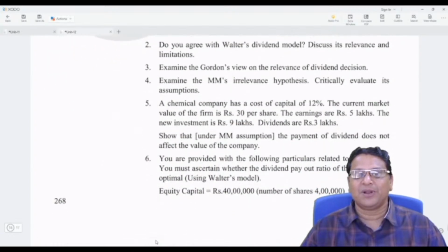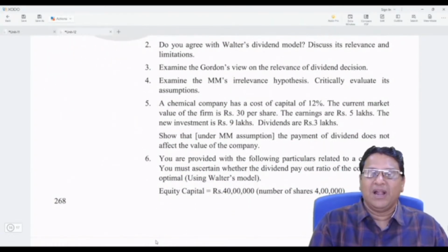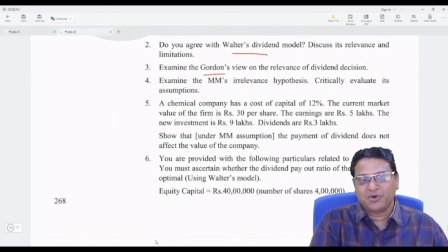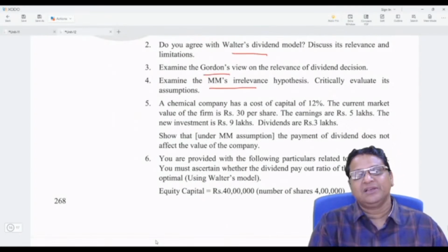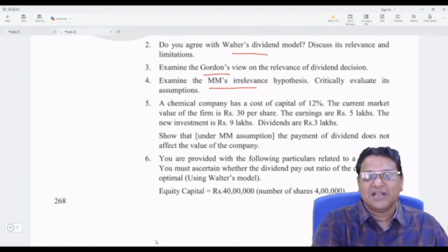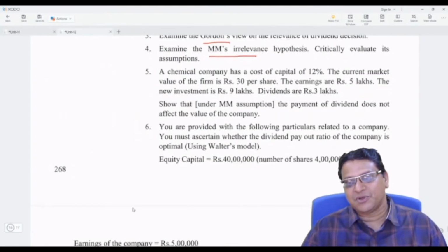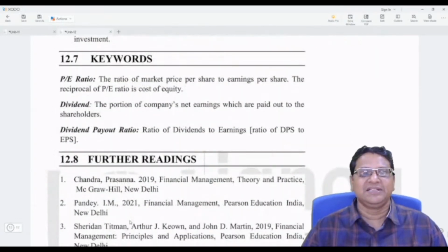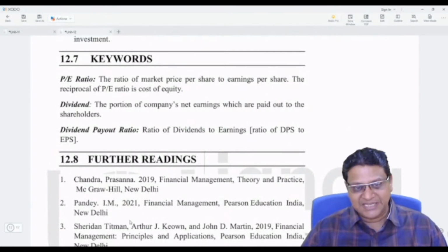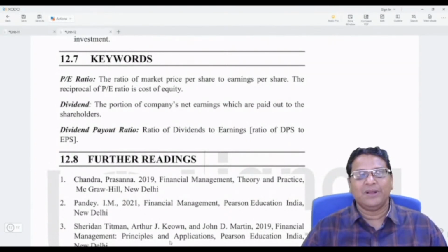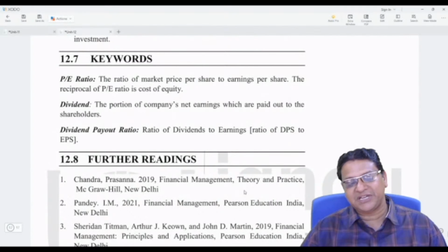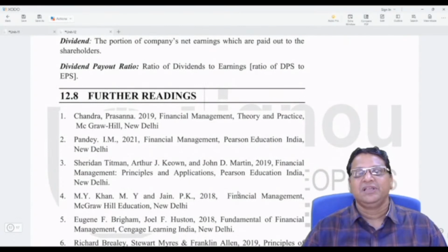So what are the questions? The important questions are: first, explain Walter's model, explain Gordon's model, explain Modigliani Miller theory. These are the three important questions, and there are some practical questions. You have to solve these practical questions. And in this discussion, we have discussed price earning ratio, then dividend. We have discussed payout ratio and retention ratio. Payout ratio is that percentage of profit you pay as dividend, and retention ratio is that percentage of profit which you retain, reinvest and plow back in the business.